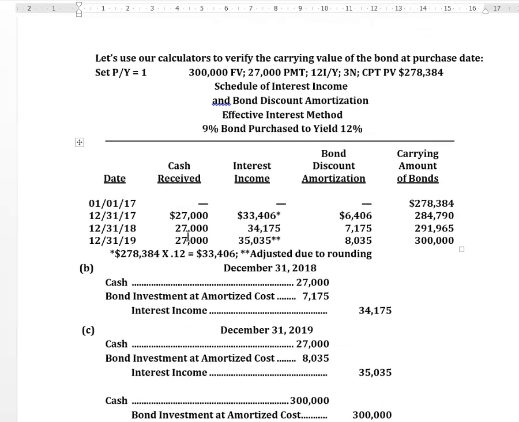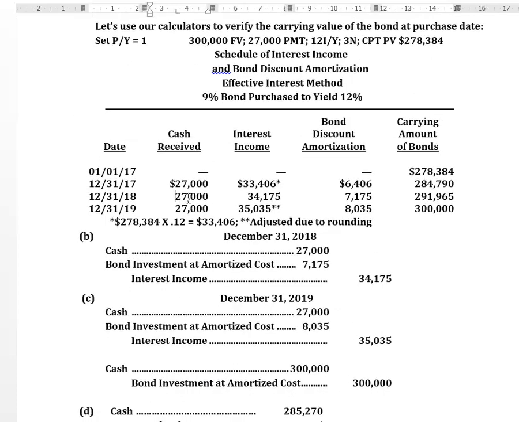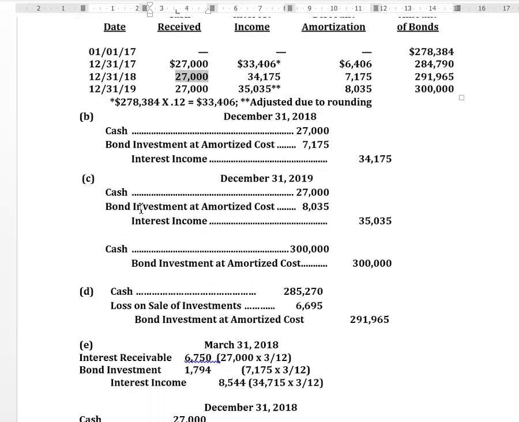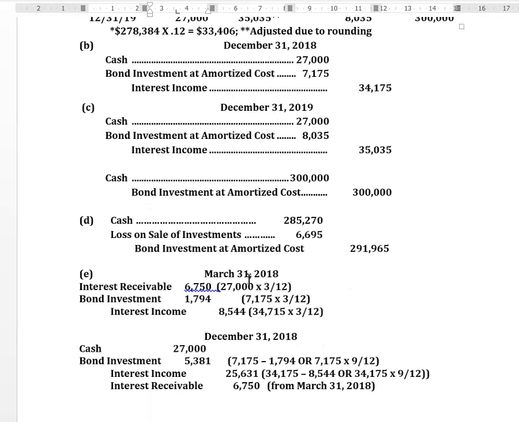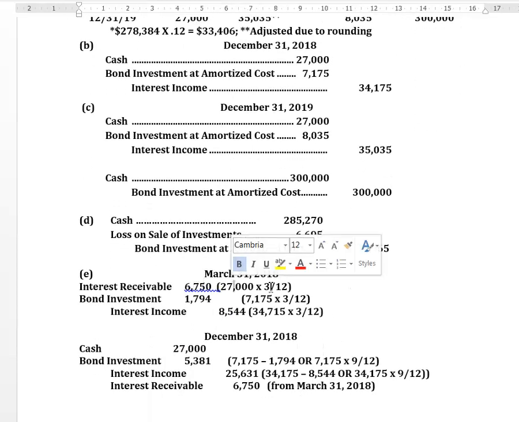Don't forget, we get that from our little table here, right? That's the cash payment we'll get on December 31st, but we're accruing 3 months of it before that date. Why? Because our year ends March 31st, 2018. So what we're going to do is debit the interest receivable for 3 months, and we're going to debit the bond investment for how much?